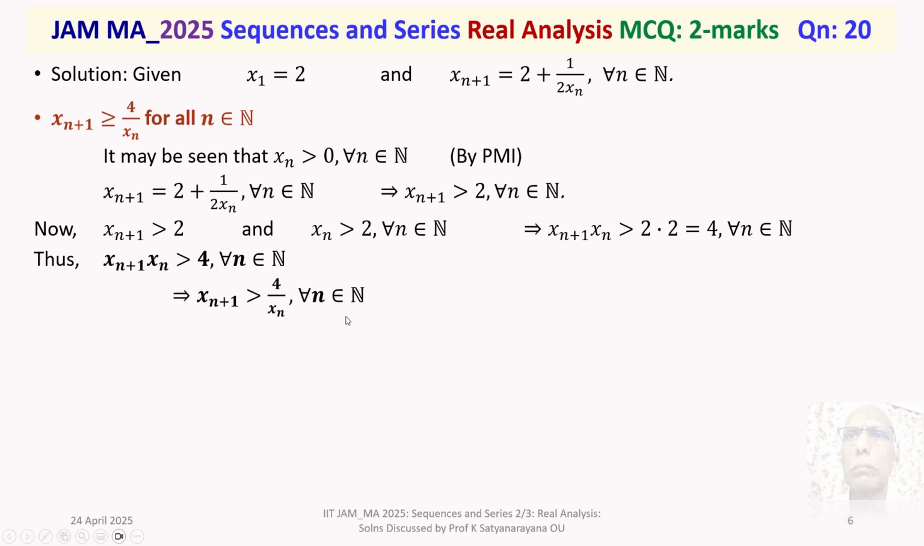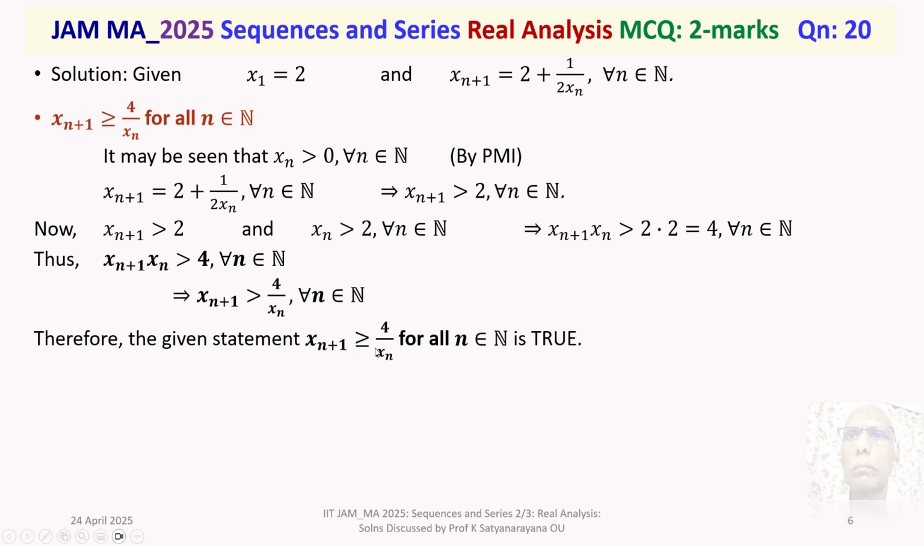This is the truth. But it is given xn plus 1 is greater than or equal to 4 by xn for all n belongs to N is also true. So therefore the given statement xn plus 1 greater than or equal to 4 by xn for all n belongs to N is also true.